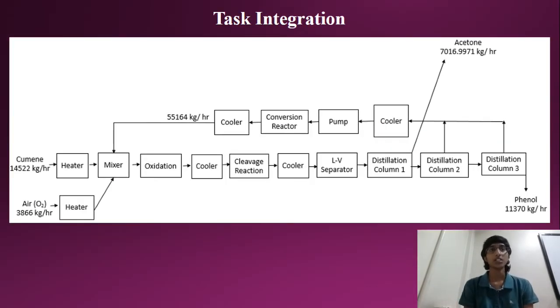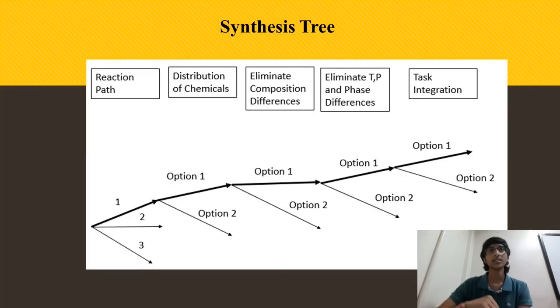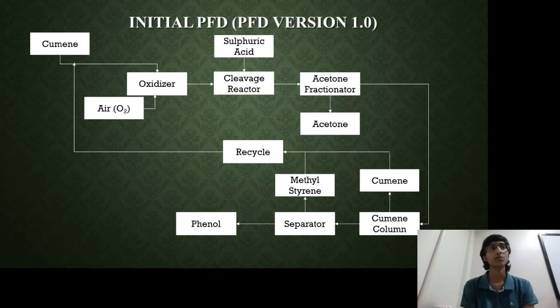In task integration, the unit operations involved are placed in sequence to complete the process flow. The recycled stream and feed streams are introduced to the mixer before it enters the reactor. Another option is to introduce the streams separately to the reactor, but this is not possible because they have different flow rates. Hence, option 1 is selected. This is the synthesis steps in the synthesis tree, in which the bolded line shows the selected part for the production of phenol. And this is the initial process flow diagram showing the processes involved in the production of phenol by the cumene peroxidation process.